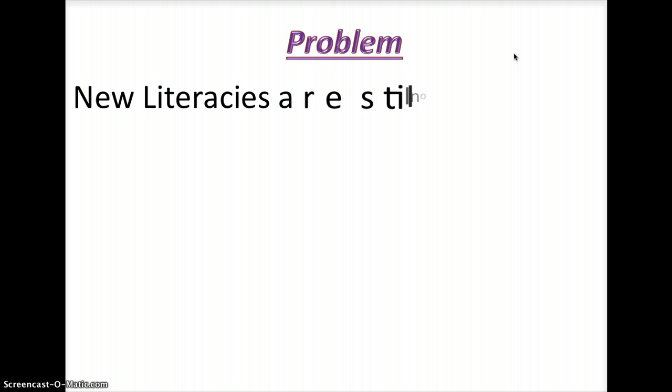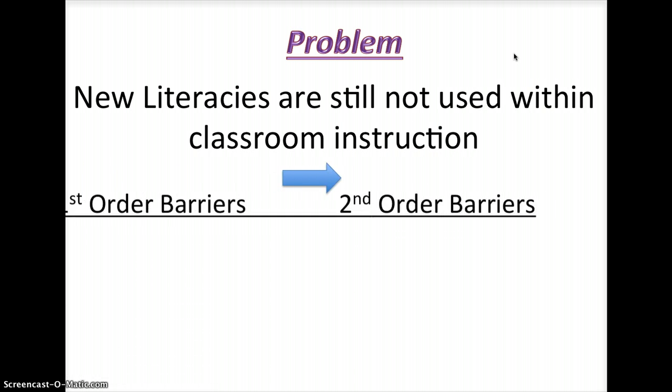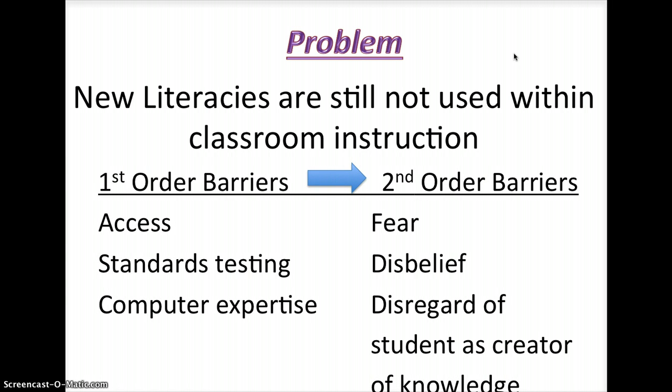So clearly the problem, as I mentioned earlier, is that new literacies are still not being used in the classroom, even though access, one of the most commonly listed barriers, is actually, according to the research, not a barrier much anymore. Other first-order barriers that are often cited by teachers as to why they do not embrace new literacies include standards testing and computer expertise. They simply do not know how to use the tools. And then the first-order barriers create the harder to change second-order barriers, the internal barriers of fear, disbelief, and perhaps not wanting to share the power in the classroom with students.